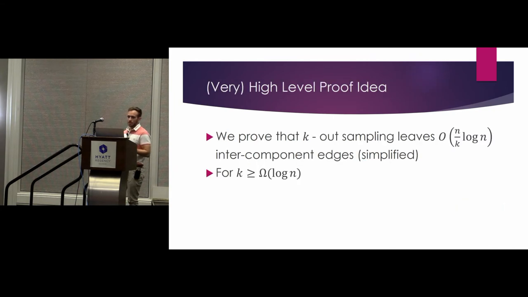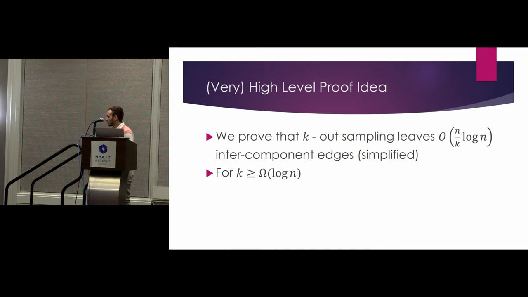Okay. So in the rest of the talk, I'm going to try giving you a very high-level proof idea, and this is also simplified. So what we are going to show is that if k is omega of log n, then this k out-sampling would leave at most in expectation n over k times log n intercomponent edges. So we had this log n factor, and actually most of the work in the paper is getting rid of these logarithmic factors, but this proof should give you at least some idea of how the structure of our proof looks like.